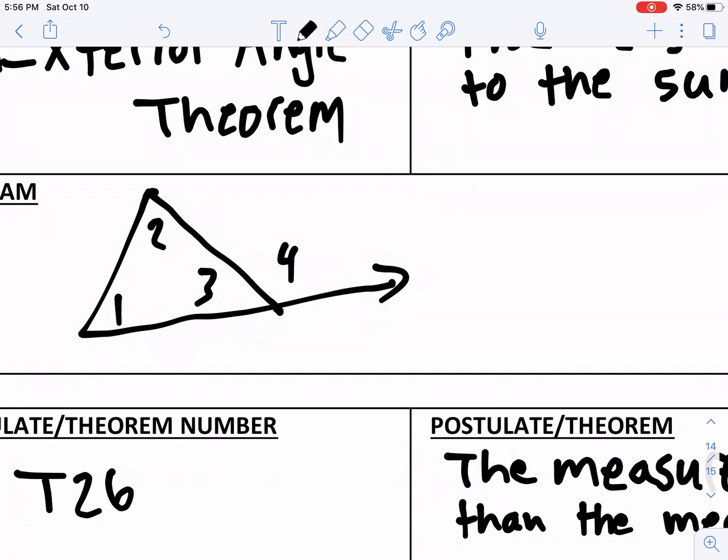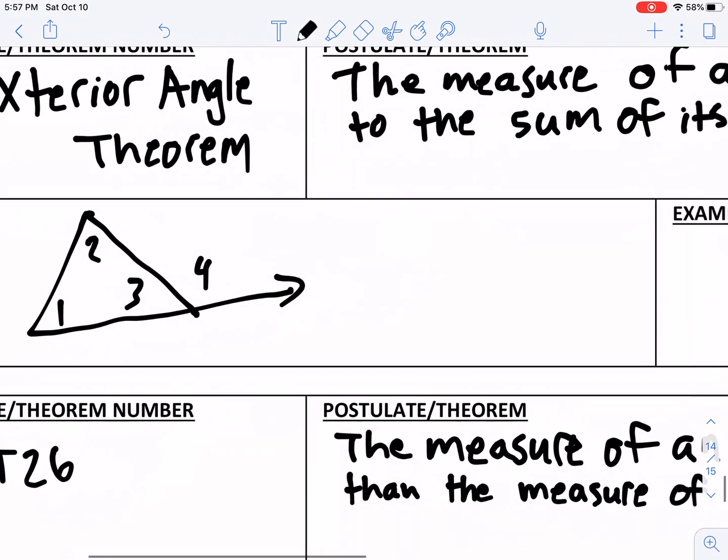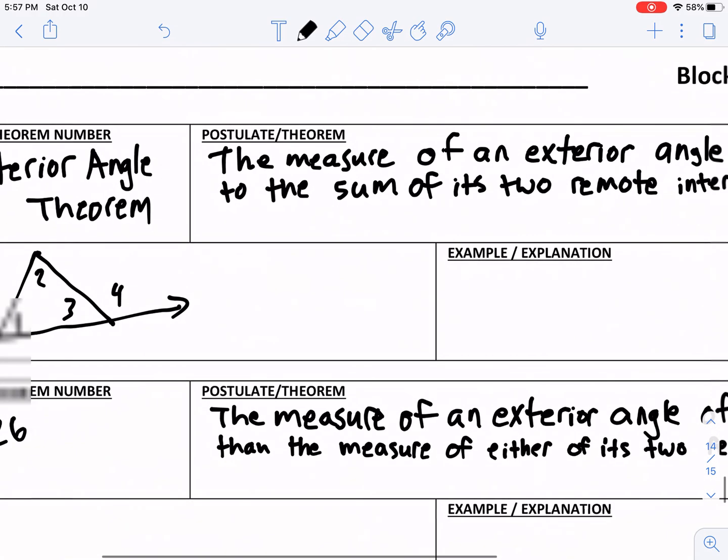Well, then the two remote interior angles add to be the same measure as angle 4. What's the remote interior angles here? Angle 1 and angle 2, because they do not form a linear pair with 4, right? 3 does. 3 forms a linear pair, but 1 and 2 do not. So this is what you need to know, okay?